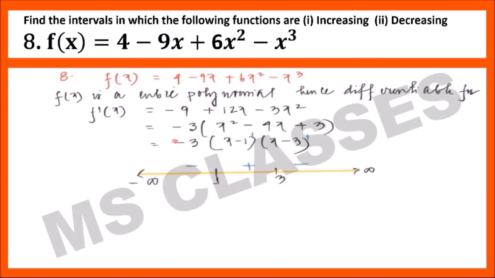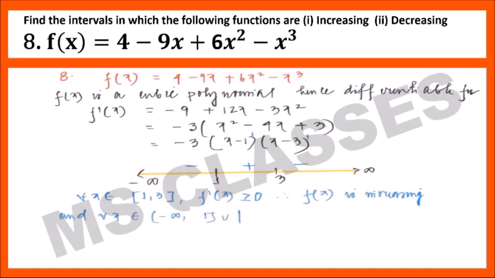Now what we can say, for all x belongs to [1, 3], f'(x) is greater than or equal to 0. Therefore, f(x) is increasing. And for all x belongs to (minus infinity, 1] union [3, infinity), f'(x) is less than or equal to 0. Therefore, f(x) is decreasing.